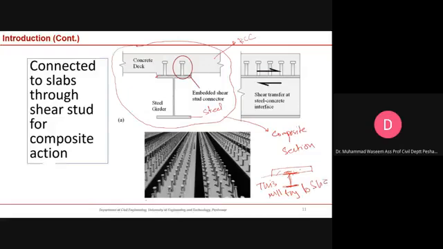But if you provide some studs, more forces will be transferred from this member to this member, and this member is a composite section. So whenever you see these things, these are known as shear studs. They are used in composite sections, or they can be used in RCC or reinforced concrete.